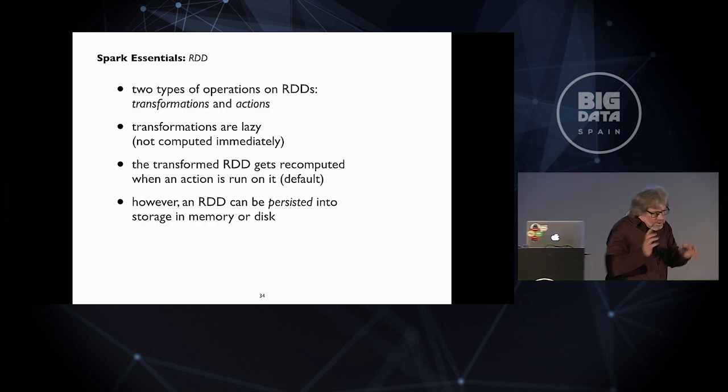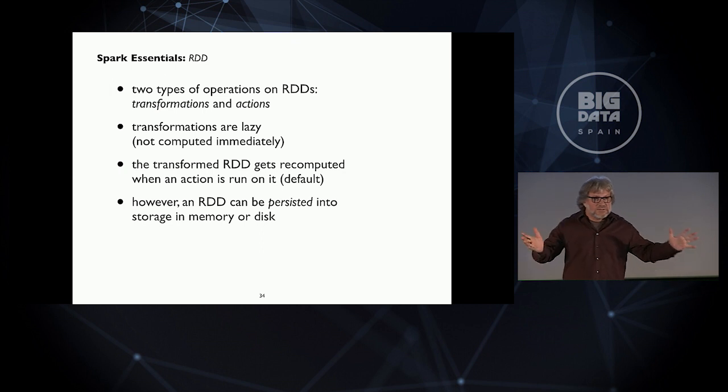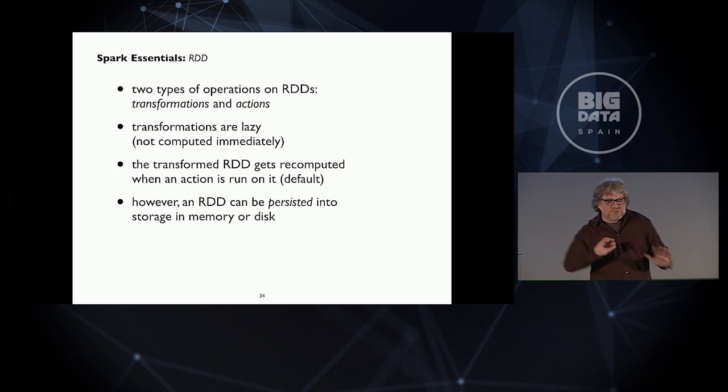Now, there are two kinds of operations in the API, two types of things that you can do to an RDD. One is you can apply a transformation. The other is you can apply an action. The transformations are lazy. Transformations are not calculated right away. They just build up the graph. The actions are when the graph gets evaluated. So you do transformation, transformation, transformation, and you hit an action, and the whole thing triggers.